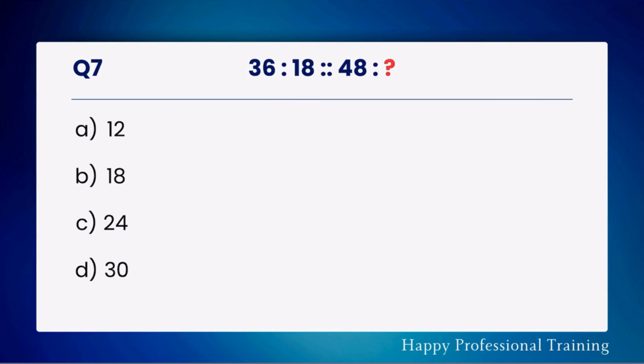Here 36 has become 18. When the second number is smaller, we try roots. Let's try square root. What is square root of 36? It is 6, which is not close to 18. In order to get 18, let's try dividing 36 by 2. We have 18. Now since this worked out, let's apply the same thing to 48. What is 48 divided by 2? It is 24.